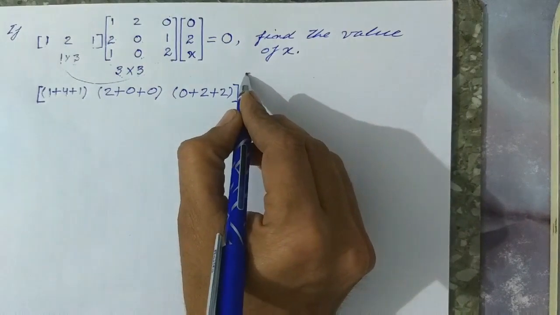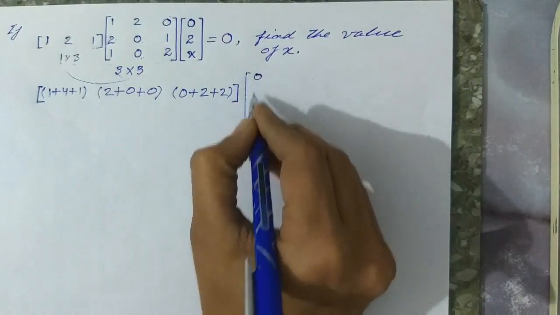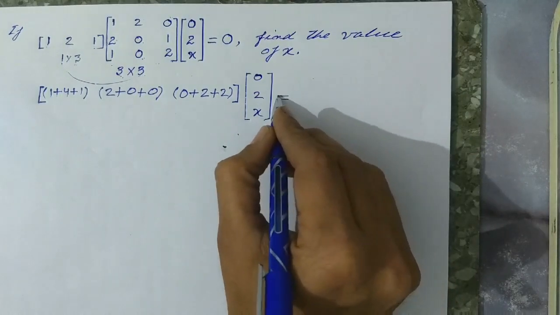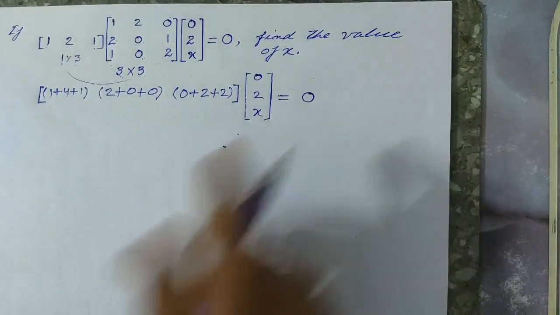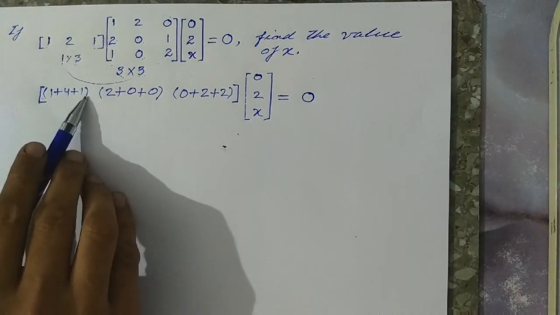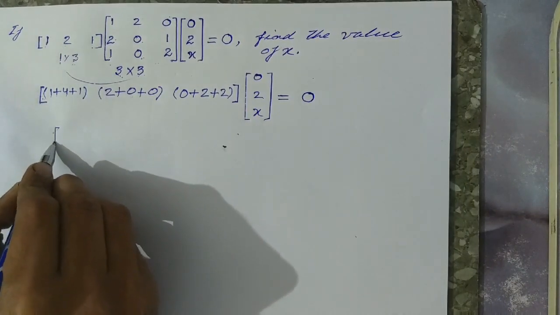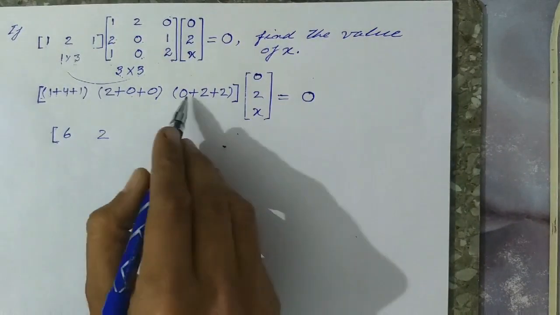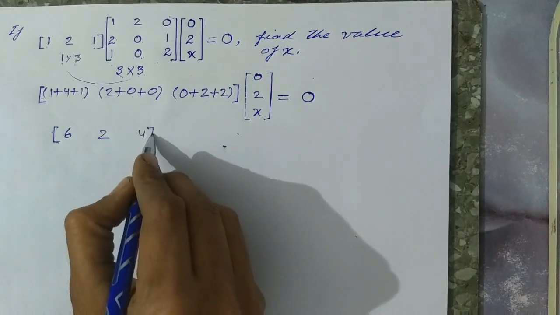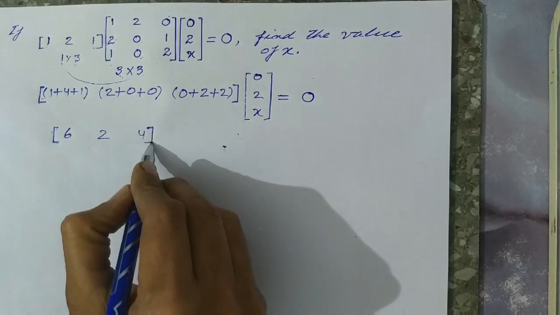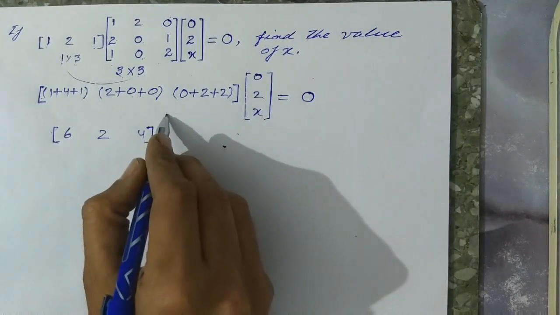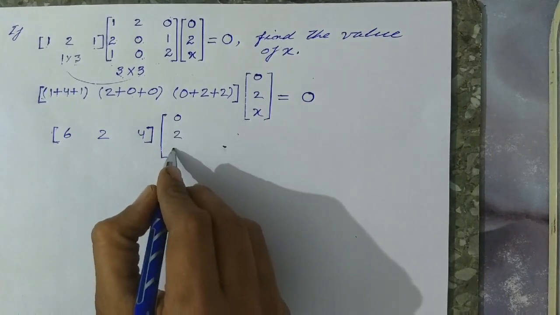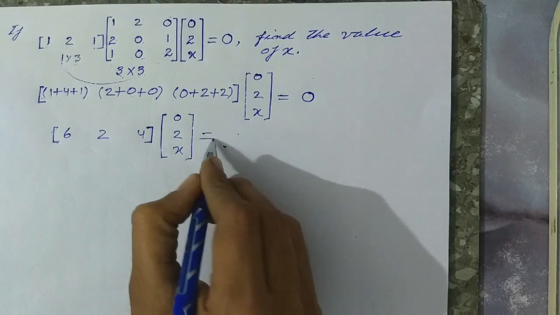The third matrix, which is a column matrix, should be written as it is, that is [0 2 x], is equal to O, that is a null matrix. Now first simplify these elements. So we have the matrix: 1 plus 4 plus 1 is 6, 2 plus 0 plus 0 is 2, 0 plus 2 plus 2 is 4. So 6, 2, 4, a row matrix whose elements are 6, 2, 4, multiplied by the column matrix [0 2 x] is equal to O.